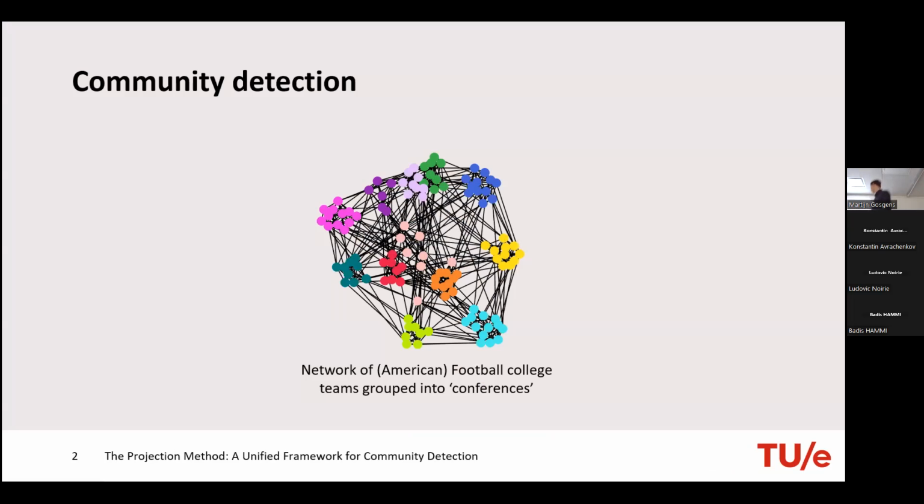And so here, the network that we have over here is, every node represents an American football team, and the link represents that these teams played against each other. And then the communities or the groups that you see here are then conferences, which is like a pool of the earlier stage of the tournament.